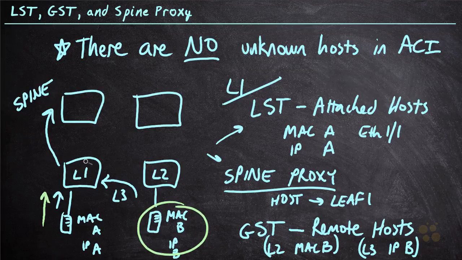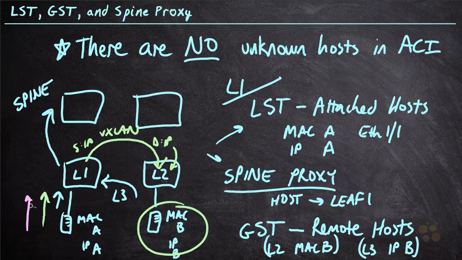So now that leaf 1 knows where host B lives, we can take the packet that comes ingress on our interface, and leaf 1 can send it straight to leaf 2. Yes, it has to bounce off one of the spines, but really it's tunneled via VXLAN. And so the source IP is itself, and the destination IP is leaf 2. And by sending it directly to the leaf to which host B is attached, we know it's going to end up in the right location.